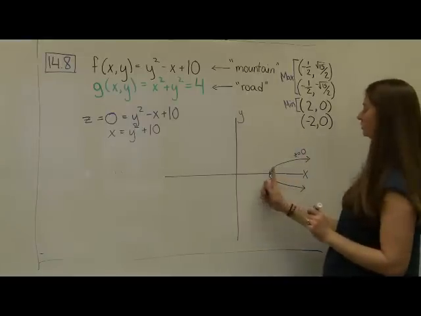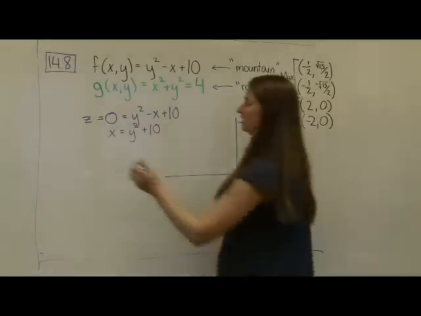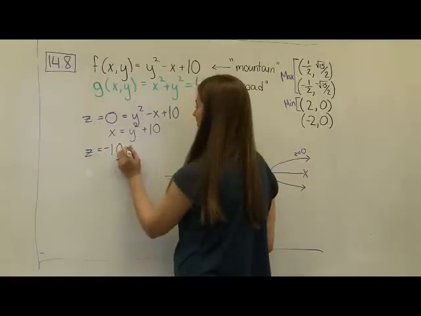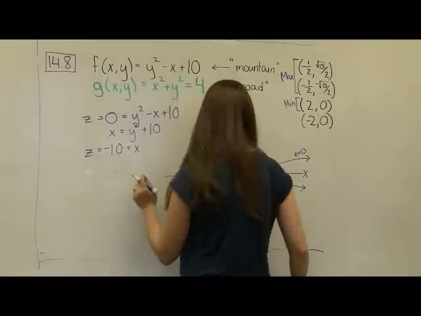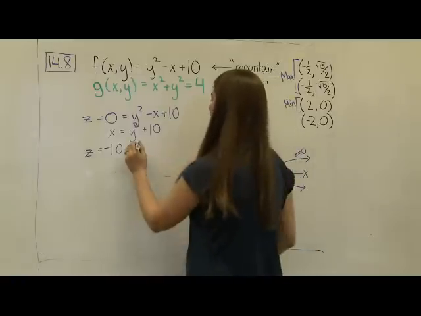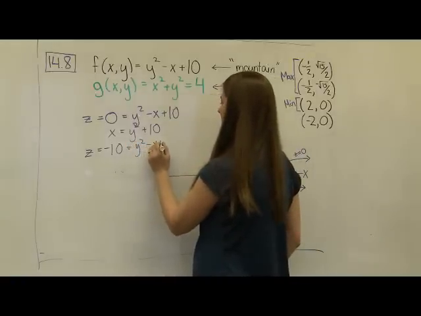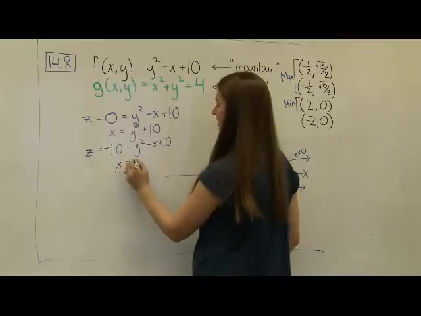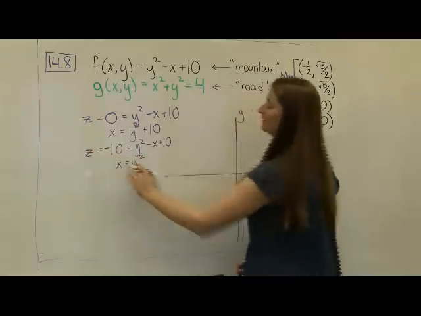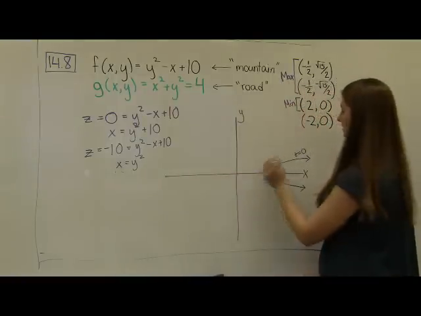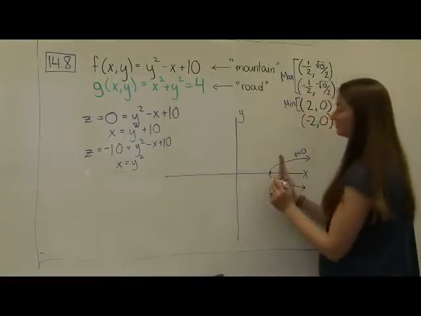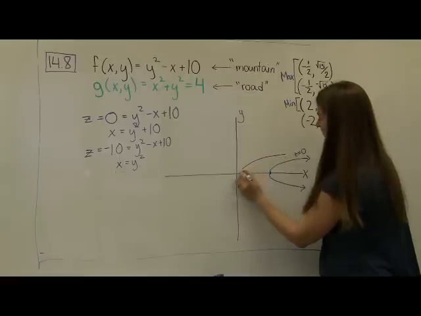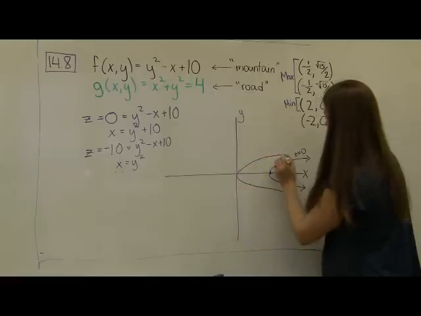Let's try a level curve where z is a more negative value. I'm going to do another level curve where z is equal to negative 10, for example. That's going to be negative 10 is equal to y squared minus x plus 10. I can subtract 10 from each side, and I get x equals y squared. I chose this z value just because I know that it's going to land on this graph. And we see that we get another parabola, but this time it's been shifted backwards so that it hits right at the origin.